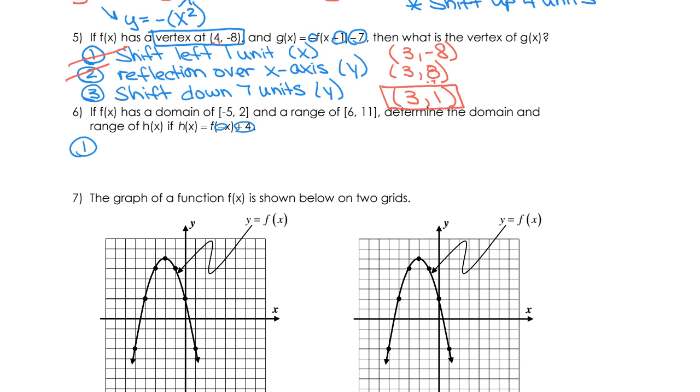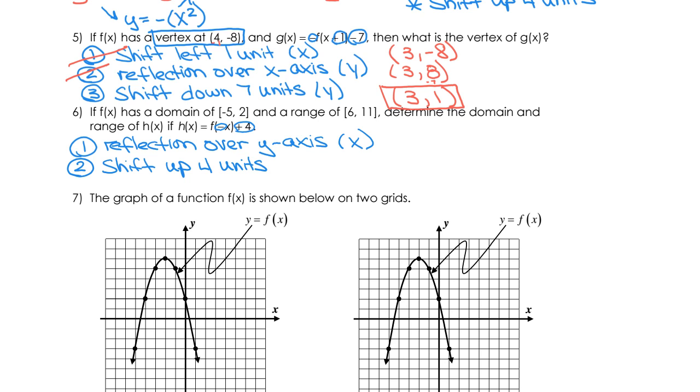So I'm changing the x as a reflection over the y-axis. But remember, you're changing the x, so that's going to affect the x. And then you see that plus 4 at the end, which we know is a shift up 4 units.